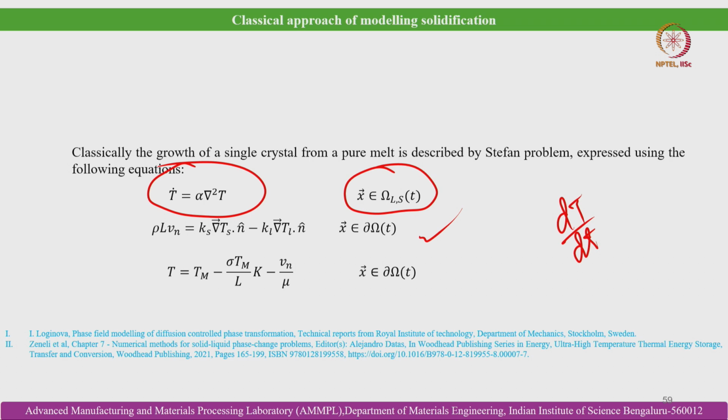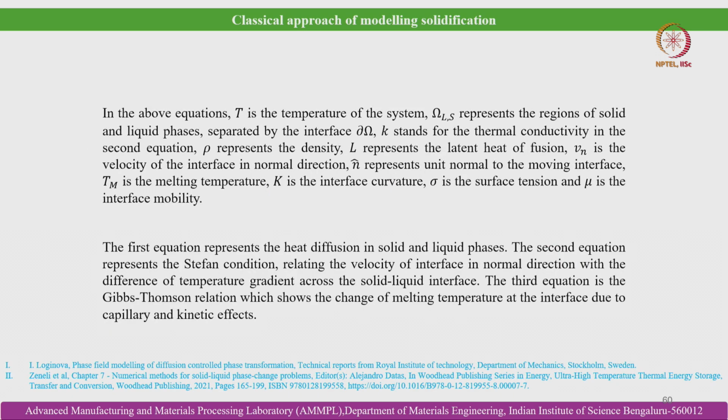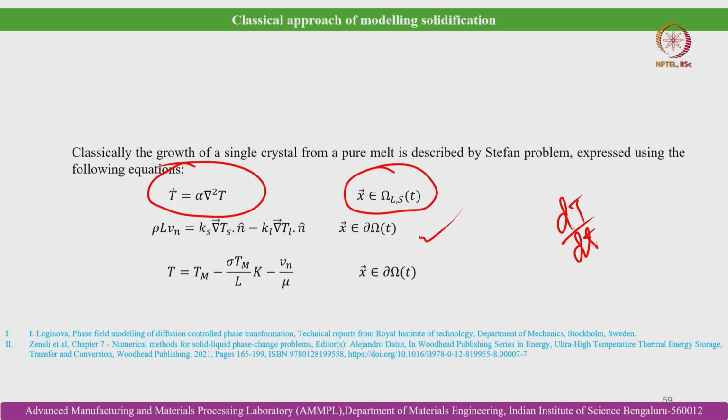So, now what do these terms stand for in these equations? In these expressions that we have just discussed in the previous slide, T is the temperature of the system, that is the melt system, and Ω_LS represents the regions of solid and liquid phases separated by the interface, that is ∂Ω. K stands for the thermal conductivity in the second equation. So, this is thermal conductivity of the solid, K_S, and K_L is the thermal conductivity of the liquid phase. Okay.